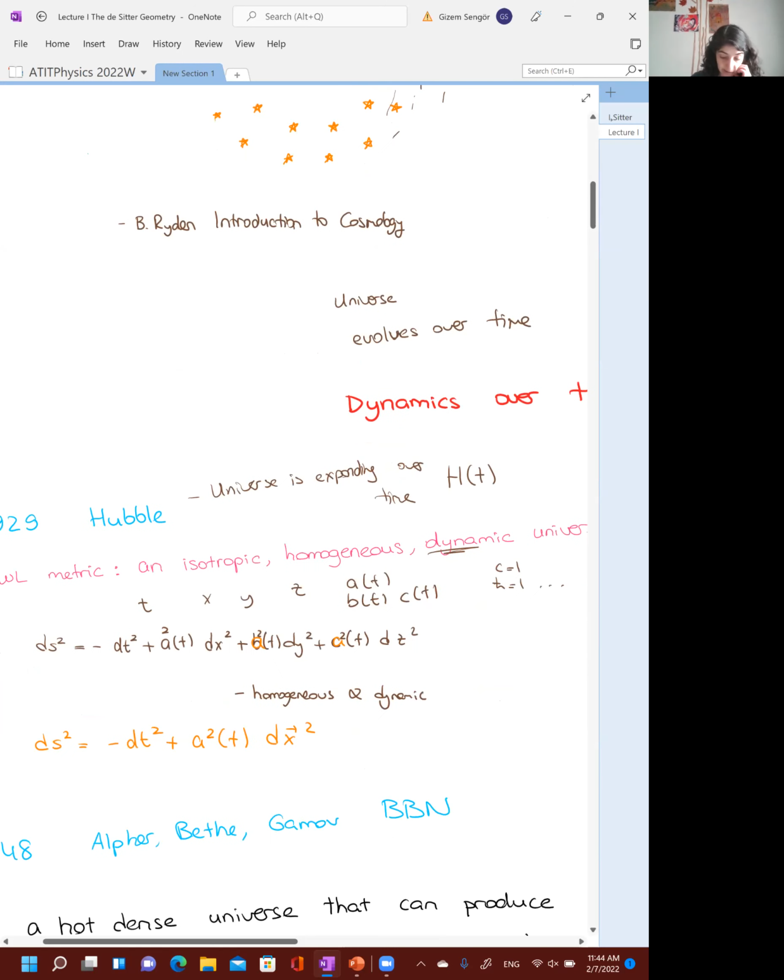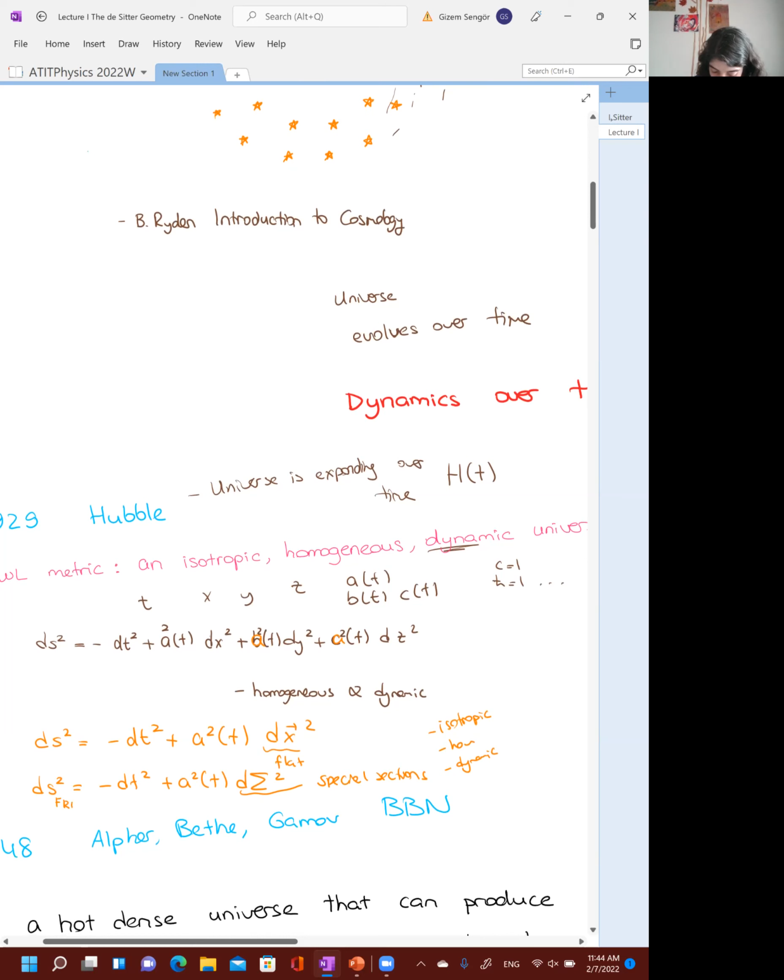Now it could be that there is some curvature. So far this is just flat, but a more general way is to have curvature involved. So let's just call this some spatial sections. Okay, so now this is an isotropic, homogeneous, dynamic metric, and it's named the Friedmann, Robertson, Walker, Lemaitre metric after the people who first came up with it. And in fact, this sets the basic assumptions of cosmological backgrounds. Okay, so this is the kind of space-times we work in.